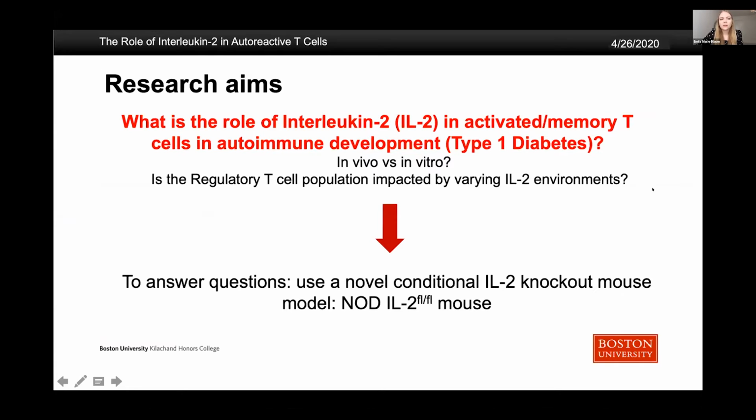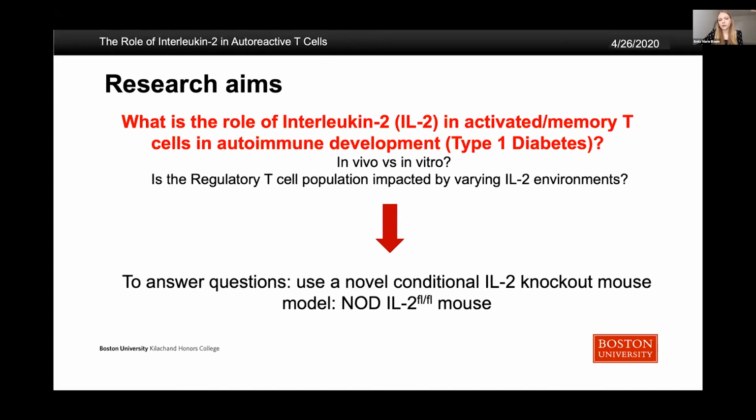So I want to first begin by describing the research aims of my project. I was really interested in understanding what the role of interleukin-2, also called IL-2, is in activated and memory T cells during the development of autoimmune disorders, specifically looking at a model of type 1 diabetes. I was also interested in looking at this question in vivo compared to in vitro conditions. So looking at this question in our mice versus in cell culture. And finally, I was interested in understanding if varying IL-2 environments would impact the regulatory T cell population at all.